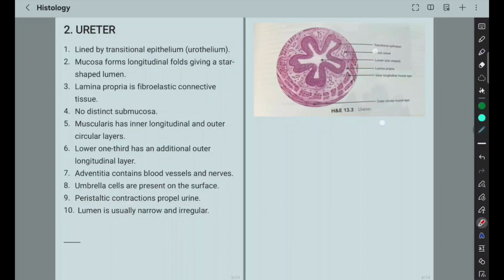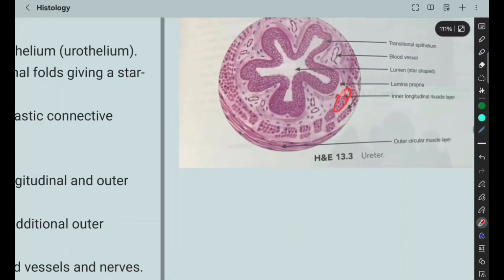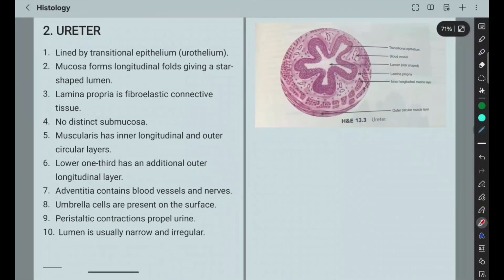After completing lamina propria in the diagram, we can see inner longitudinal layer and outer circular layer. So we are going to talk about that. Muscularis has inner longitudinal and outer circular layers. Now, the lower 1/3 can have an additional outer longitudinal layer. And what else can we see in the diagram? Here we have blood vessels, right? So adventitia contains blood vessels and nerves. And we have umbrella cells present on the surface.